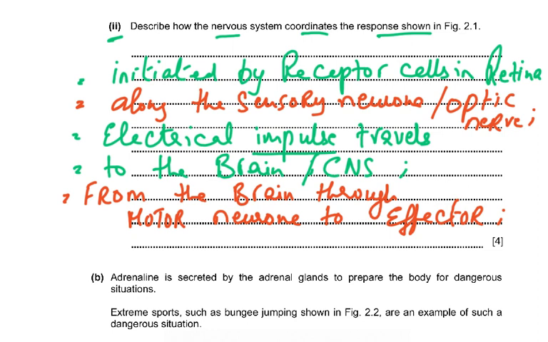So initiated by the receptor cells in the retina, along the sensory neuron or the optic nerve, electrical impulses will travel to the brain, or you could have said the central nervous system, and from the brain through the motor neuron to the effector. The effector in this case was the circular muscles of the iris.